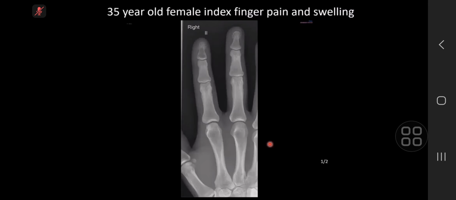So the overall appearances are of a pathological fracture through a bone lesion. The lesion itself has benign appearances and may represent an enchondroma or potentially a simple bone cyst.